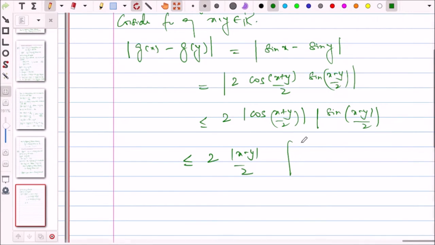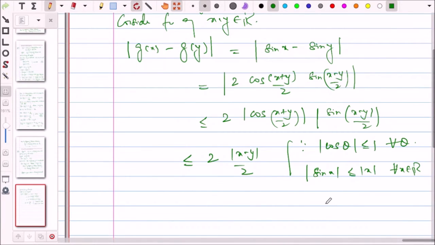We have used two inequalities. First, |cos theta| is less than or equal to 1 for all theta, and second, we have shown that |sin x| is less than or equal to |x| for all x belonging to R. You can prove this result by proving that minus 1 is less than or equal to sin x by x, which is less than or equal to 1. Then multiply by x on both sides, and you will get this result.